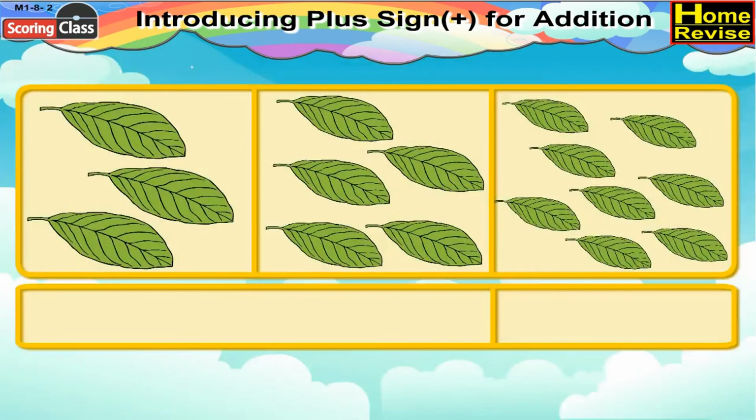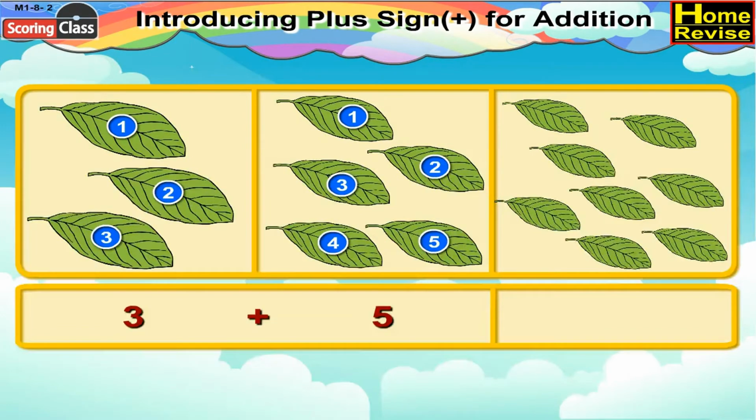In the next picture, we have 1, 2, 3 leaves. And here we have 1, 2, 3, 4, 5 leaves. Now 3 plus 5 is equal to 8 leaves. So write 8 in the box.